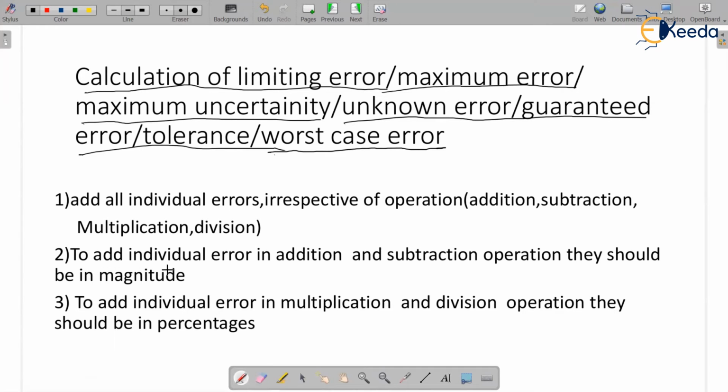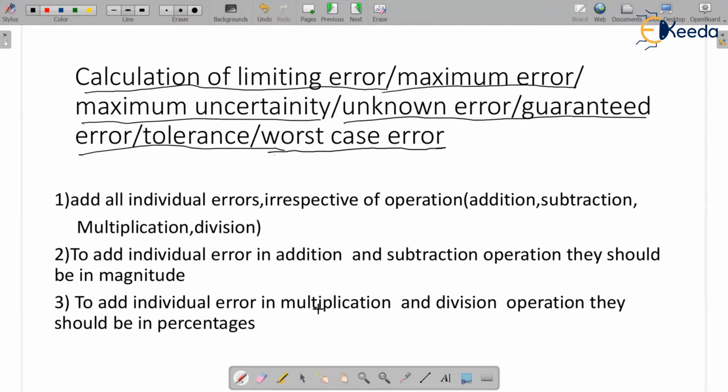Okay now. To add individual errors, individual errors means the same limiting errors only. In addition and subtraction operations, they should be in magnitude. I'm repeating again, to add individual errors in addition and subtraction operations, they should be in magnitude. To add individual errors in multiplication and division operations, they should be in percentage.